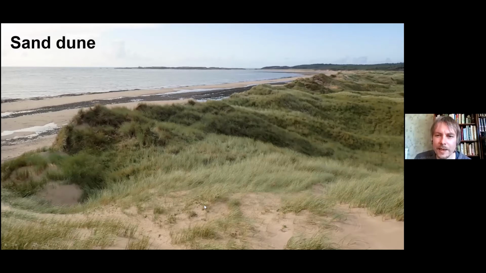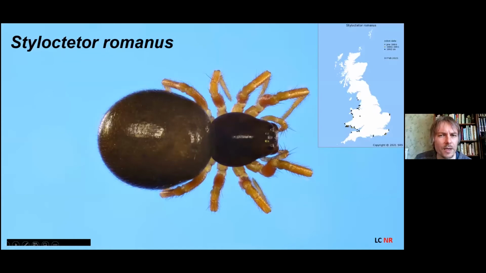So you're getting this hot, dry, effectively a desert really, but you've also got dune slacks at the back. So there's a nice mosaic of habitats for different species here. And one of our specialities you'll get there is this thing with an unpronounceable name. So I think it's Styloctetor romanus.